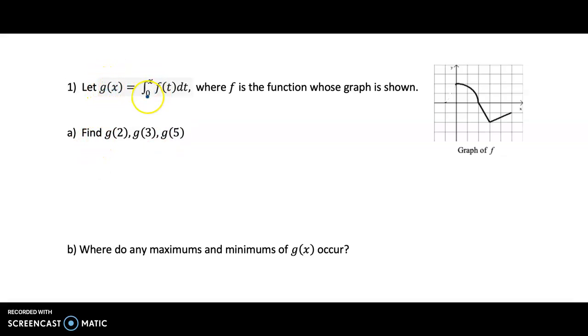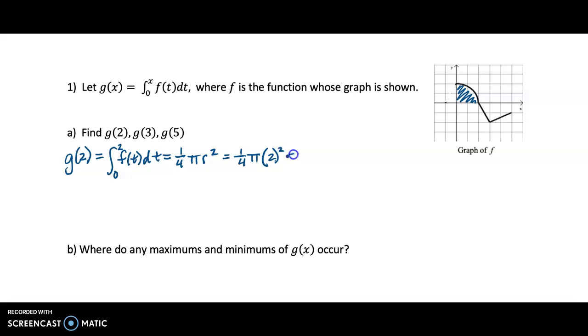This means that I want the area under the curve of f of t from 0 to whatever number I choose. So for example, g of 2 is saying, hey, I want you to find me the area under the curve from 0 to 2 of f of t dt, which is our function f here. So 0 to 2 is this quarter circle here. A quarter circle is 1/4 pi r squared. So 1/4, we've got pi, our r is 2, so 2 squared. That's going to simplify to pi. Therefore, g of 2 is equal to pi. So the area under that curve is equal to pi there.